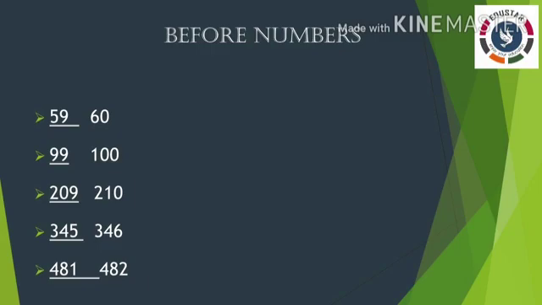See the sums. First we will see before numbers. What is your question? Before 60, what is your answer? 60 is a two-digit number, isn't it? So before 60, give your answer, student. Your answer is 59, isn't it? Very good. Shall we move on to the next one?